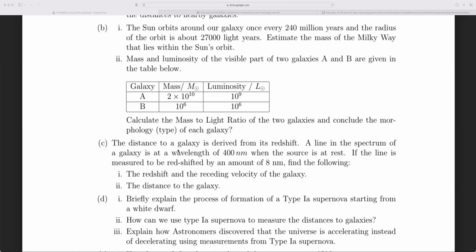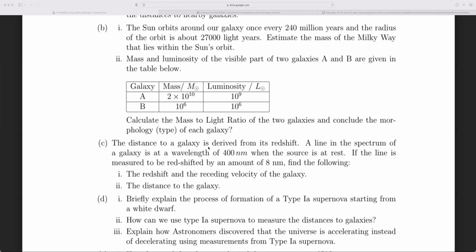there is a galaxy. The distance to a galaxy is derived from its redshift. A line in the spectrum of a galaxy is at a wavelength of 400 nanometers when the source is at rest. If the line is measured to be redshifted by an amount of 8 nanometers, find the following. According to our understanding, normally the distance to a galaxy is derived using its redshift. Now we have different methods to derive the distances to galaxies. One of them, if you remember, was the period-luminosity relationship. That's what I discussed in part A. But there are other methods, and one of the methods that works best is looking at the redshift of the galaxy, right?